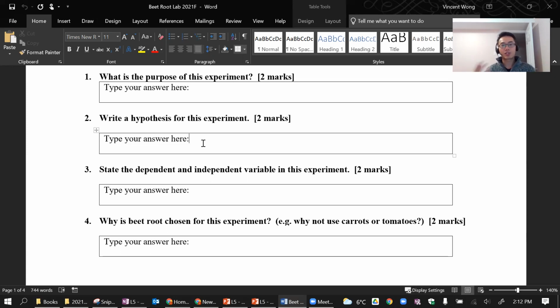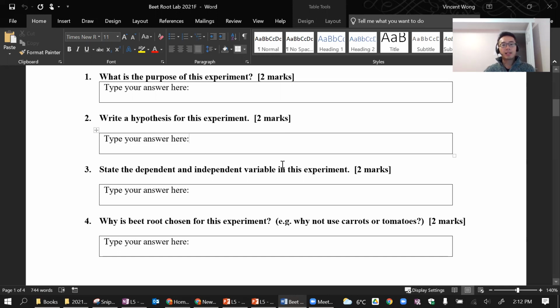It doesn't have to be correct. It just has to be a prediction. Some of you wrote it as a question, like, does the temperature affect the permeability? A hypothesis should be a prediction, should be a statement, should not be a question.